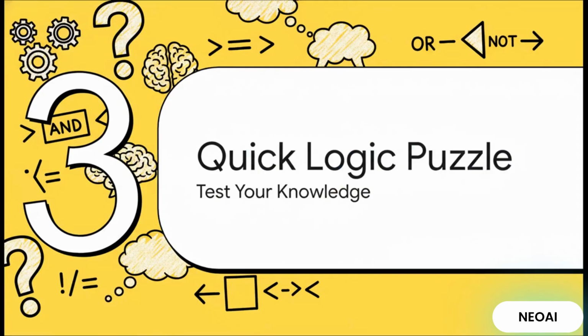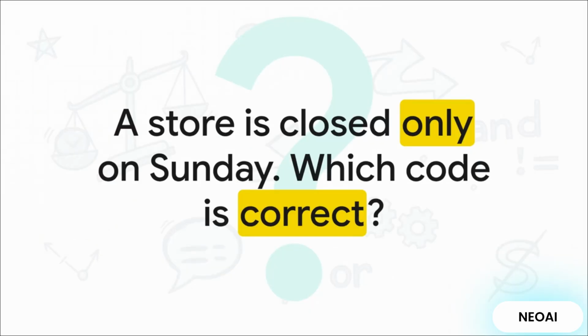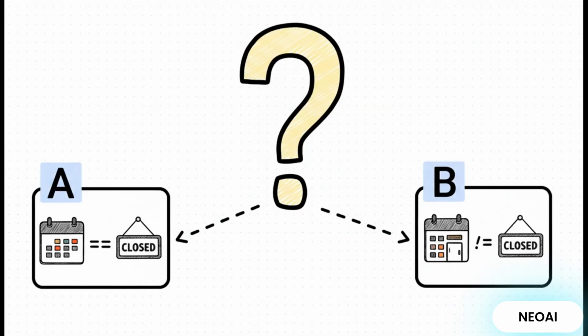All right, you've seen the tools in action, now it's your turn. Let's do a quick little logic puzzle to make sure this is all making sense. Here's the deal. A store is closed, but only on Sunday. Let's pretend we have a variable, today, and its value is Sunday. So the question is, which bit of code is going to correctly print the message, we are closed? Okay, here are your choices. Option A uses the good old equal to, equal equal. Option B uses our new friend, not equal to. Which one is it? I'll give you a second to think about it.